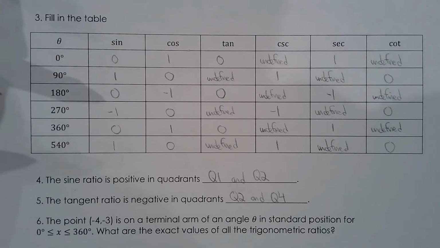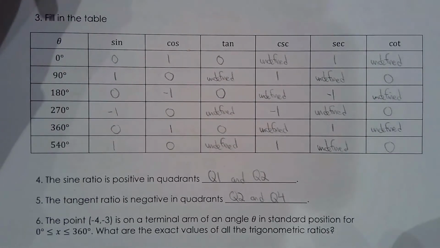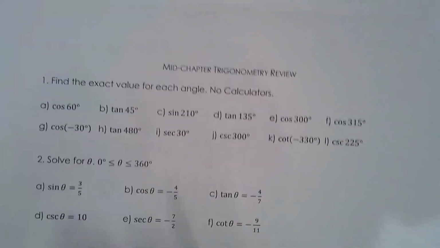So for example, like 270 degrees. I know that if I'm working with 270 degrees, that my terminal arm will be located on the negative y-axis. And if you can't imagine that, then give yourself a diagram. Question 4 and 5, we're just basically talking about the CAST rule, nothing fancy. Okay, so let's go back to question 1.